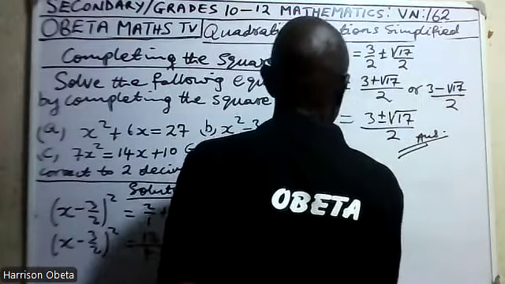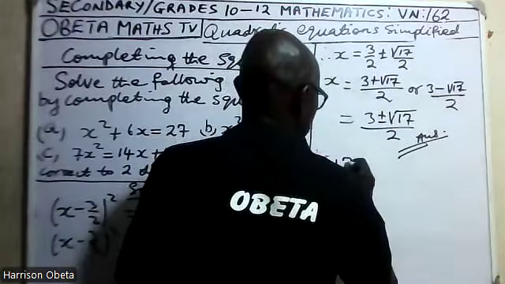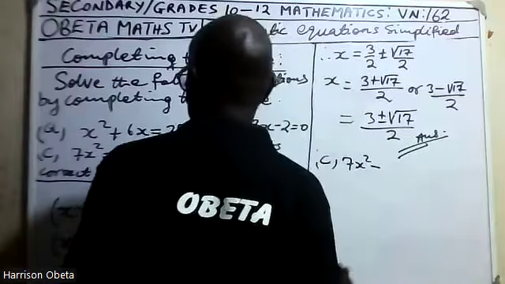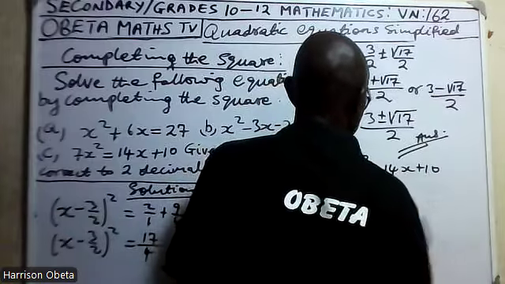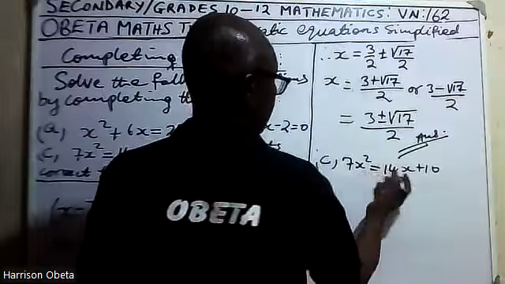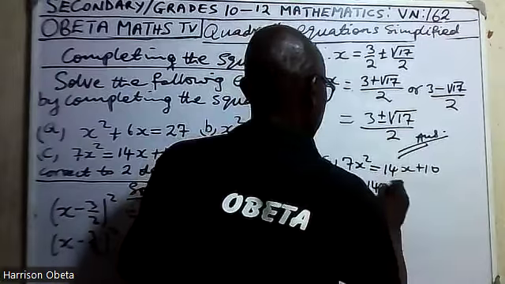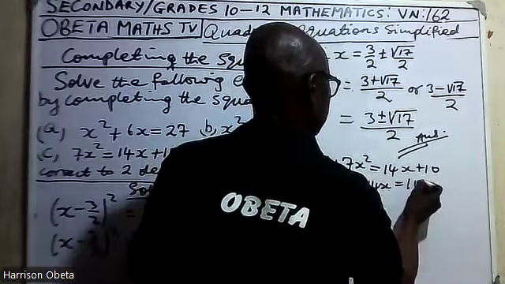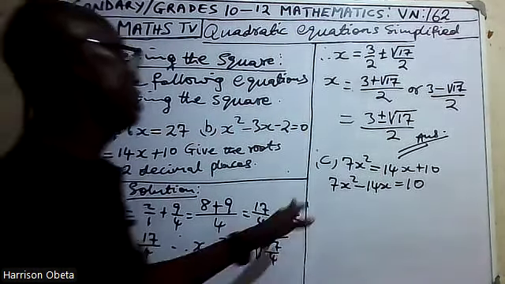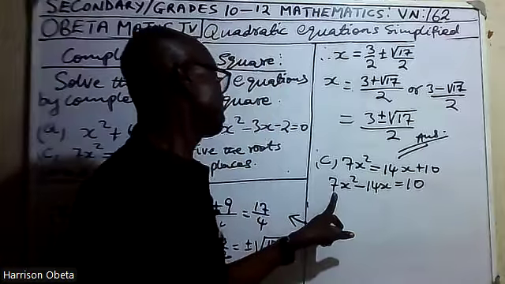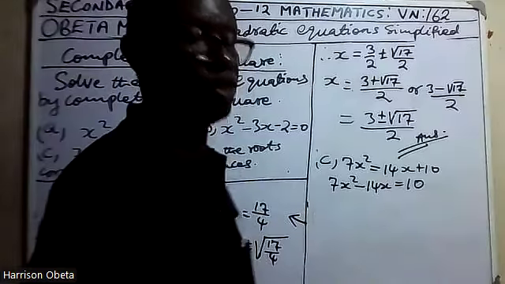Question C now. We are given 7x squared equal to 14x plus 10. You can bring this back. That means 7x squared minus 14x is equal to 10. And in order to continue, before we talk of completing the square, you have to divide everything by 7. That is, you have to make the coefficient of x squared to be unity.